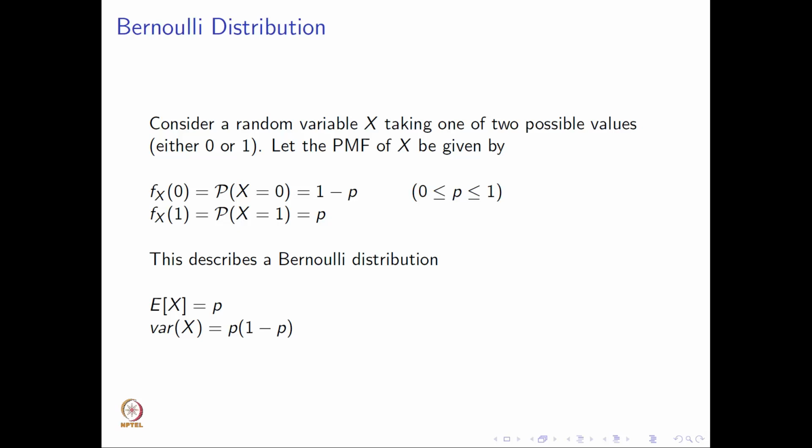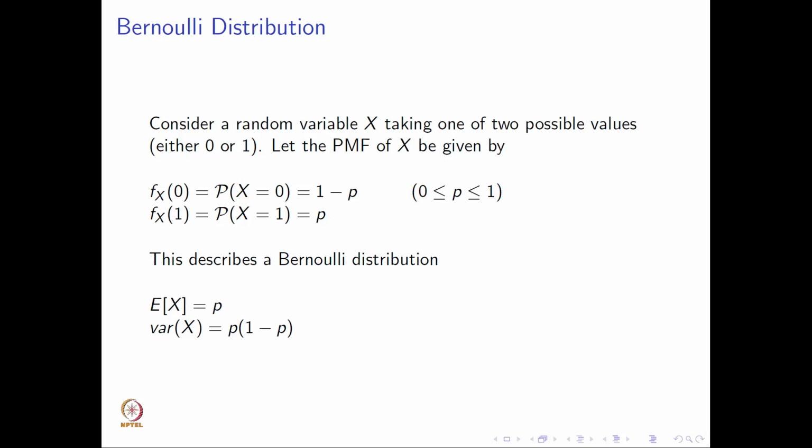We start with the Bernoulli distribution. Consider a random variable x taking one of two possible values, either 0 or 1. Let the PMF of x be given by f_X(0), the probability that the random variable x takes on a value of 0, equal to 1 minus p, where p lies between 0 and 1, and f_X(1), the probability that the random variable x takes the value 1, equal to p. Here p is the parameter associated with the Bernoulli distribution.